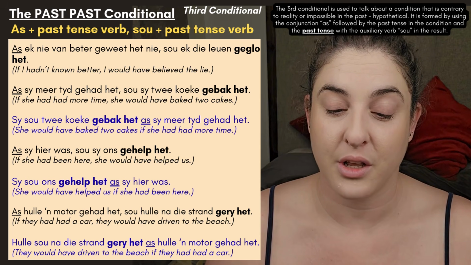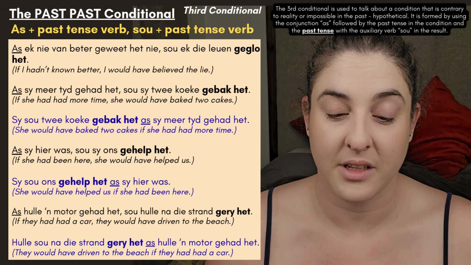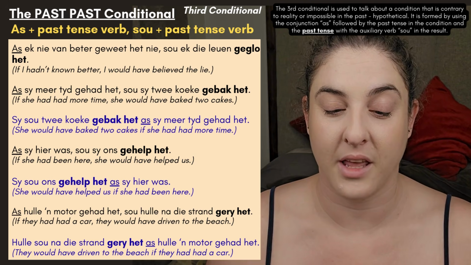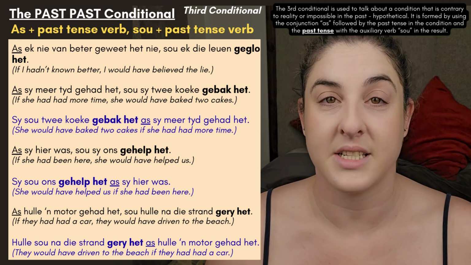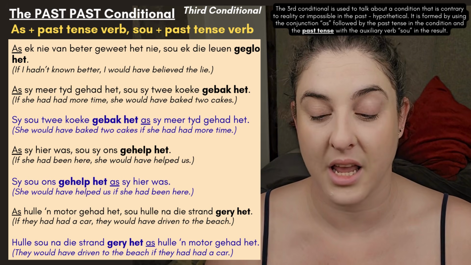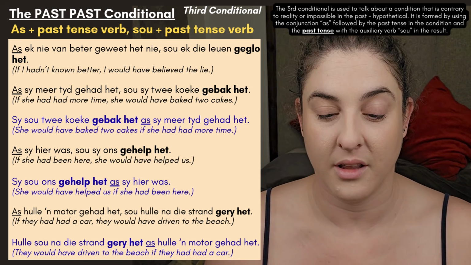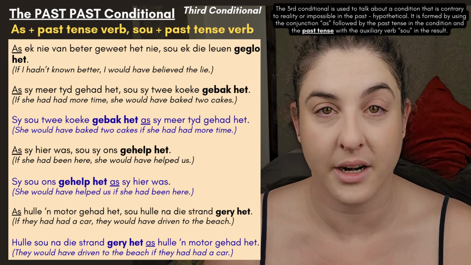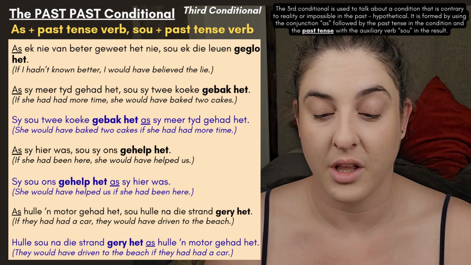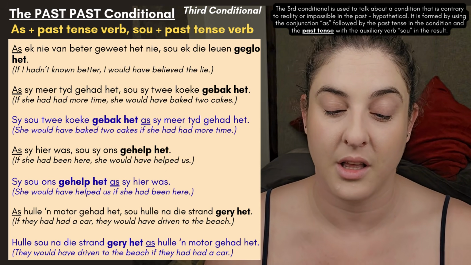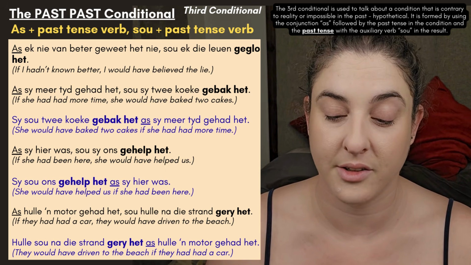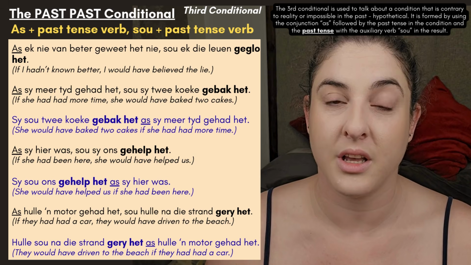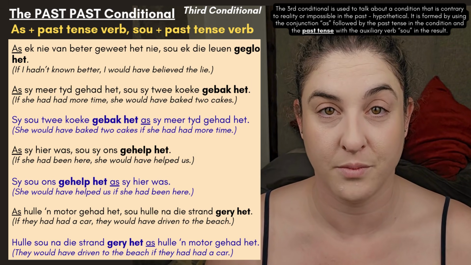As sy hier was, sou sy ons gehelp het. If she had been here, she would have helped us. And then sy sou ons gehelp het, as sy hier was. She would have helped us if she had been here. As hulle 'n motor gehad het, sou hulle na die strand gery het. If they had had a car, they would have driven to the beach. Hulle sou na die strand gery het, as hulle 'n motor gehad het. They would have driven to the beach if they had had a car.